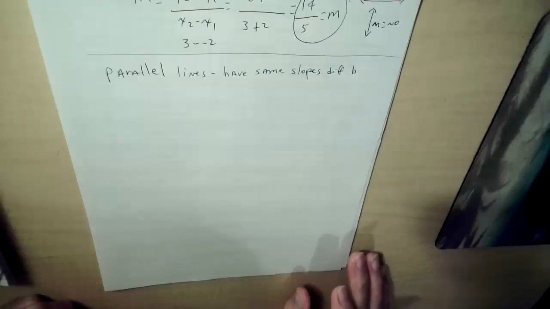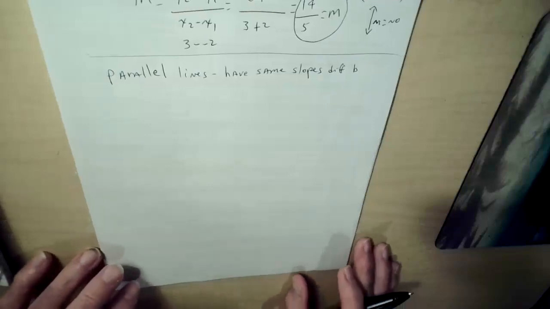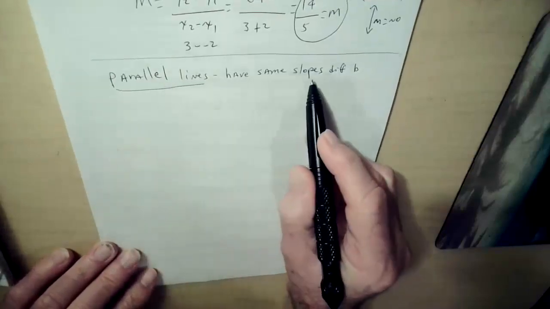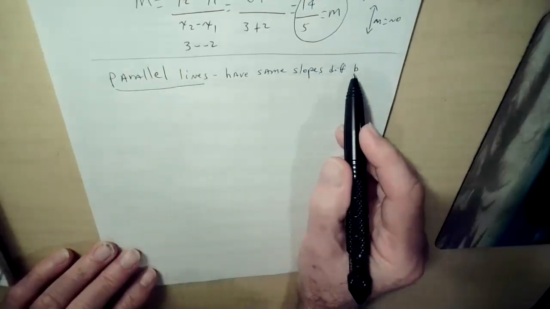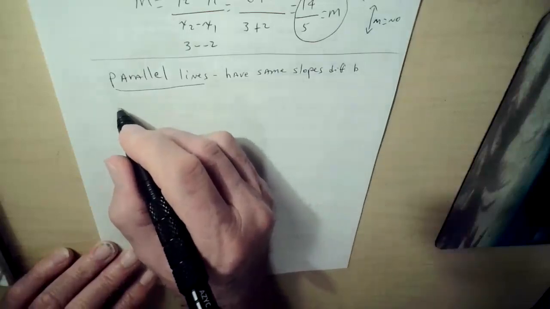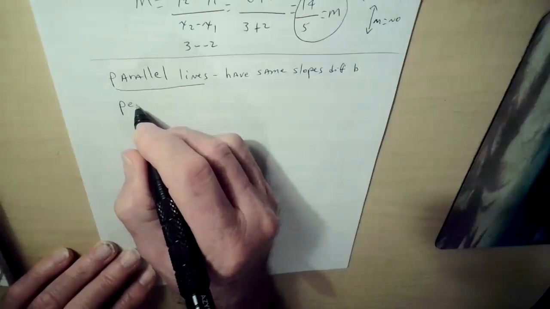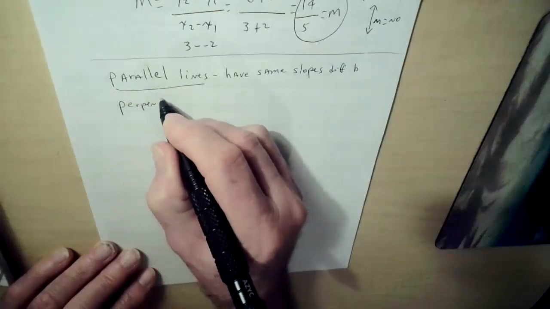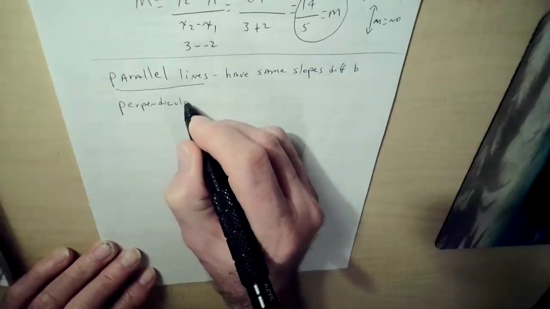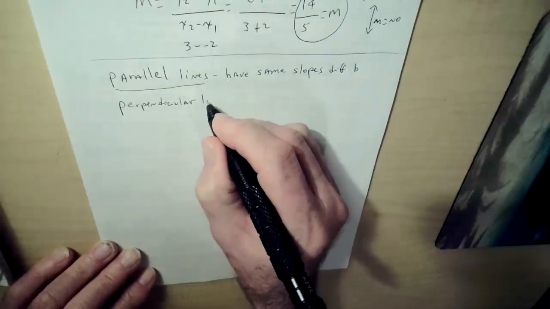y-intercept. If you have the same slope and the same y-intercept, what do we have? Same line, one right on top of the other one. Right. Parallel lines have the same slopes, different y-intercept. B, remember, is y-intercept.